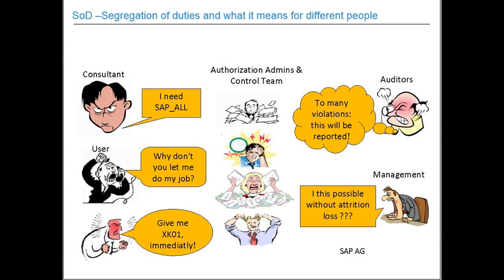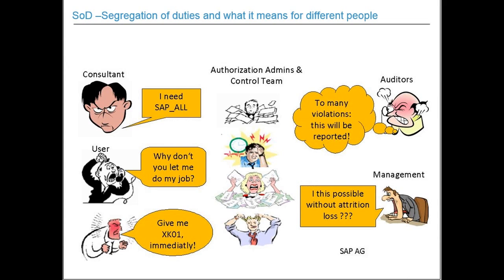The second very important thing that comes into the picture when we talk about GRC is segregation of duties, in short called SOD. SOD means different things to different people. For example, a consultant will say, I need a CPO profile which will have all the transaction codes, all the authorization objects, because I need to work on different things at the same time. So I need to have a CPO.